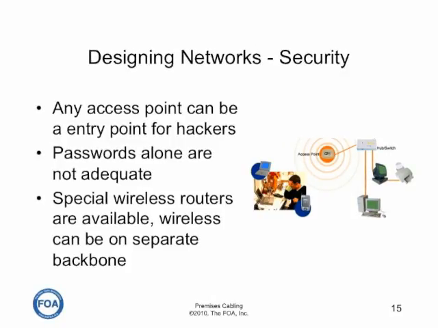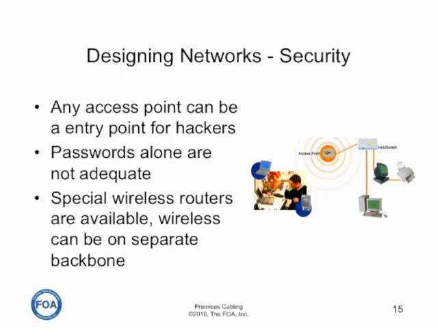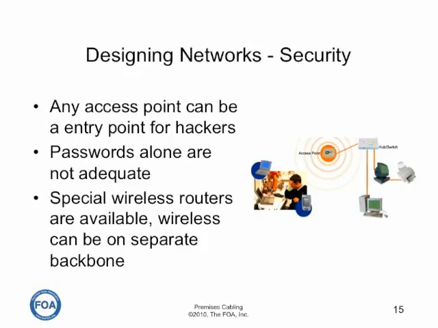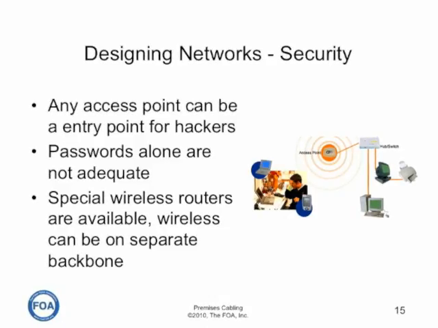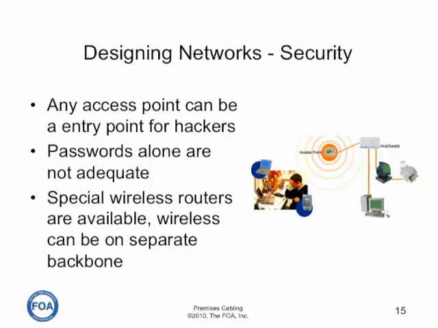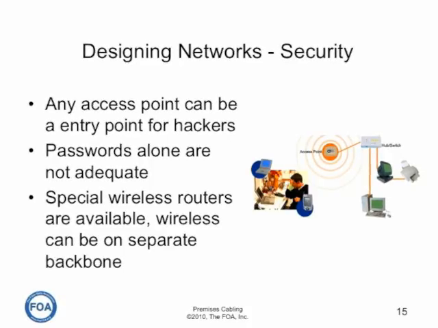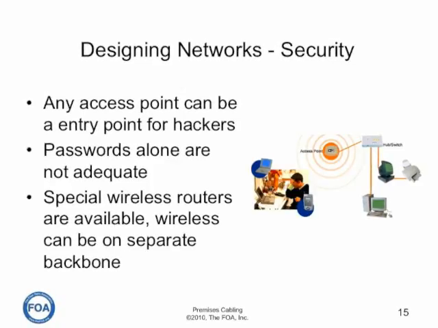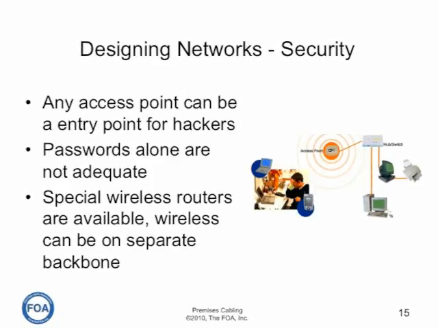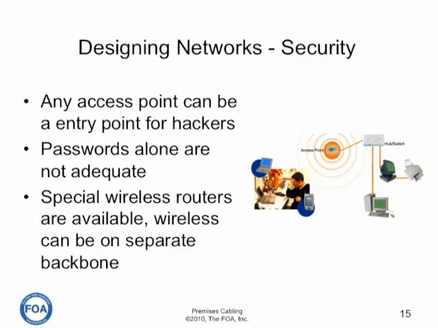Security is one of the major problems with wireless. Any access point can be an entry point for hackers, even those sitting in the lobby of your building. Passwords alone are inadequate. You need special wireless routers, and wireless may actually be on a separate backbone. Some companies have a backbone only for their own employees and another public backbone for visitors.